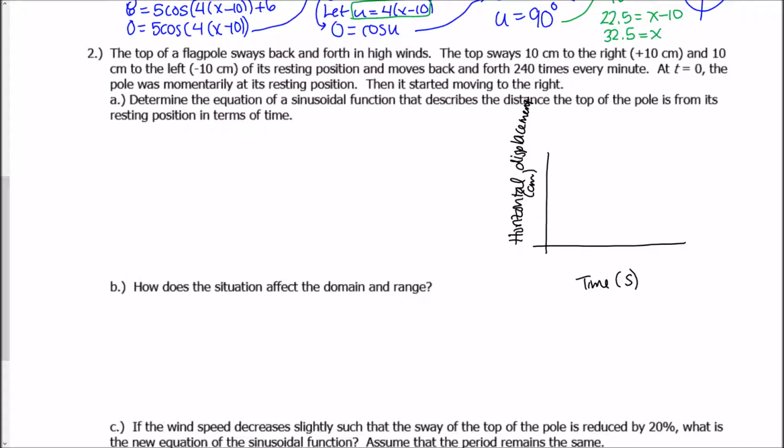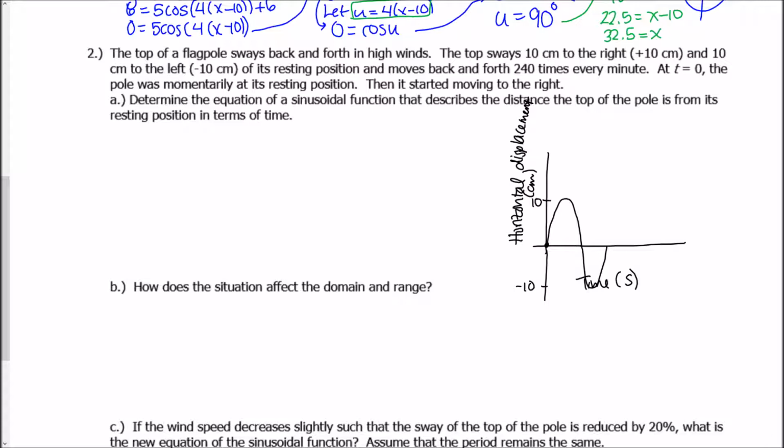And it sways 10 centimeters to the right and 10 centimeters to the left. So right here, we're going to have 10 centimeters, and then we're going to have negative 10 centimeters right here. And at time equals 0, it's at its resting position, right? So it's going to go to the right, and then it's going to go back to its original position, then it's going to go to the left, and then back to its original position, and it's just going to keep doing that. So if you notice right here, we've got a sine curve.